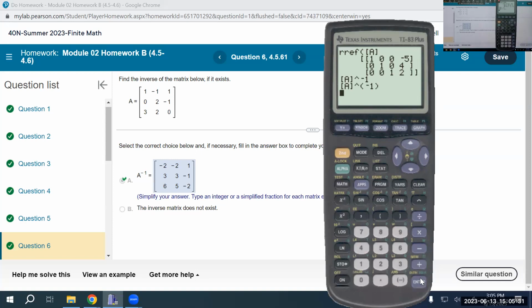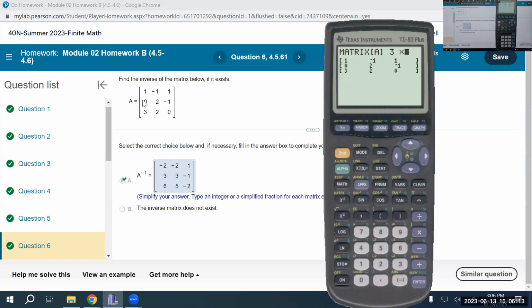Oh, no lie. It looks like the TI-83 can't do this. The TI-84 did it. We can do it another way. Sorry about that. All right, so learning on the job here. Is there an inverse? There isn't. We're going to do the reduced row echelon form. I'm going to edit this, and sorry for the confusion. I thought the 83 could do it.